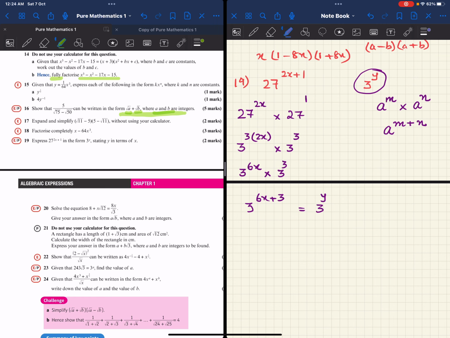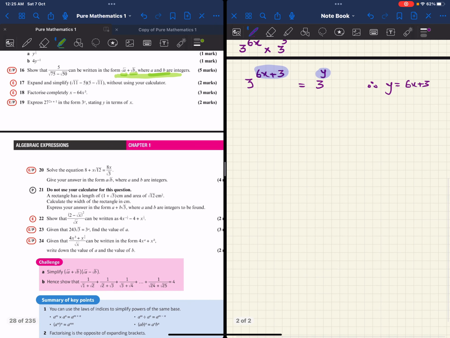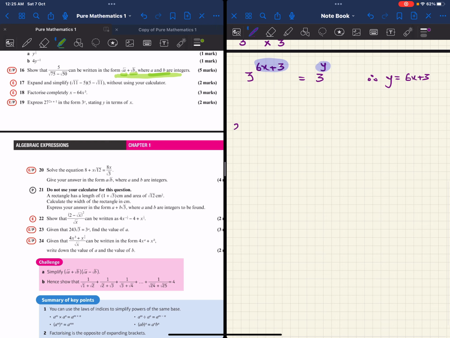Therefore, we conclude that y is equal to 6x plus 3. Because the bases are equal, the powers are equal. Therefore, y is equal to 6x plus 3. That answers question 19. Moving on to question number 20.